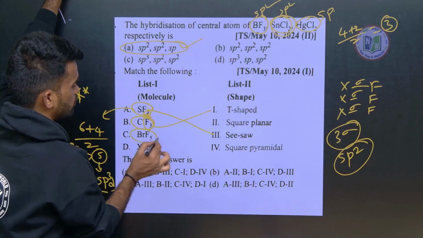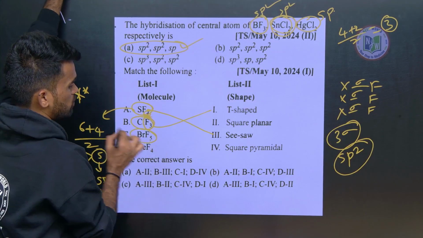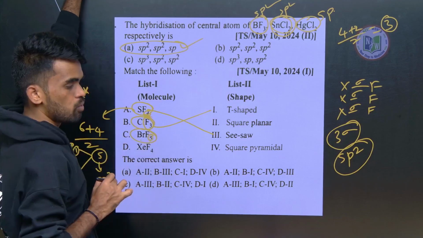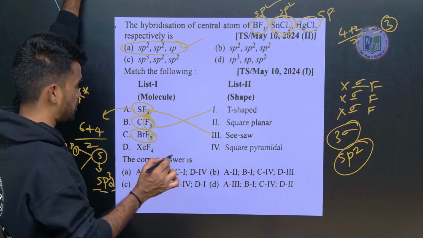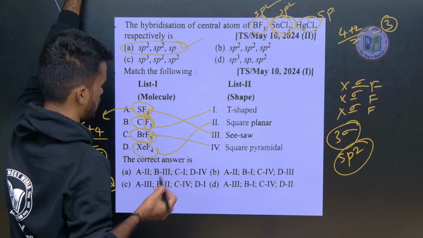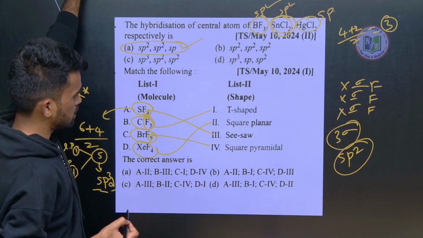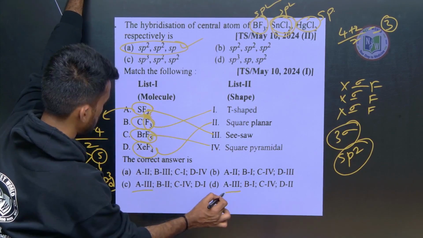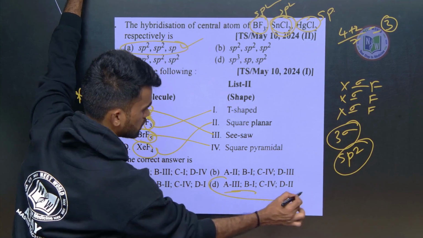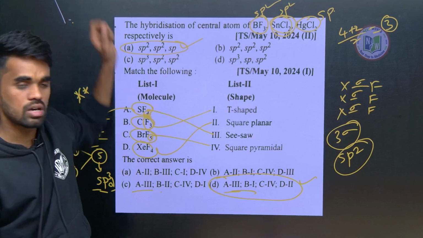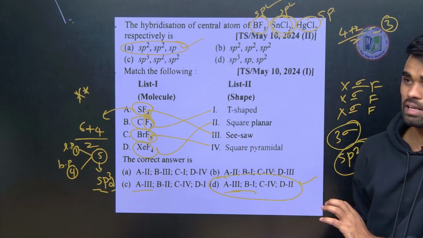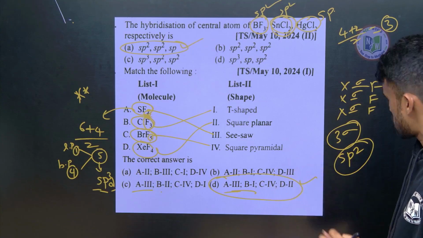And BrF5, if you do this, it is 7 plus 5, 12, by 2 is 6. So octahedral geometry with only 5 bonds and 1 lone pair, so it will become square pyramidal here. And XeF4 becomes square planar, that's it. So A3, B3, C3, D3... so option D is correct for this question. So you can choose this as the answer. Hope it is clear now, no confusion, right. So how easily we can solve this kind of questions.